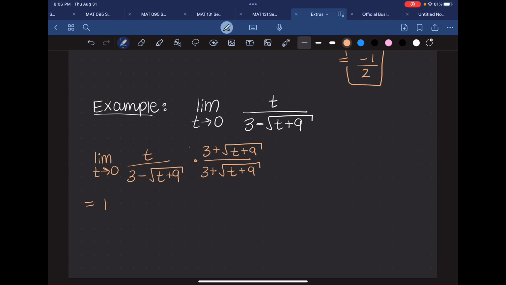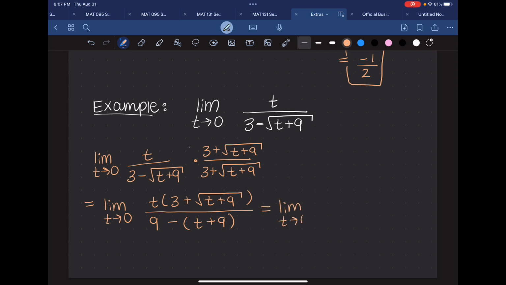Well, in the numerator, this ends up giving me t times (3 plus square root of t plus 9). And in the denominator, I get 3 times 3 gives me 9, minus (t plus 9). Simplifying, I get limit as t goes to 0 of my numerator stays the same, and my denominator, I have two 9's that end up canceling out, and I get a negative t.